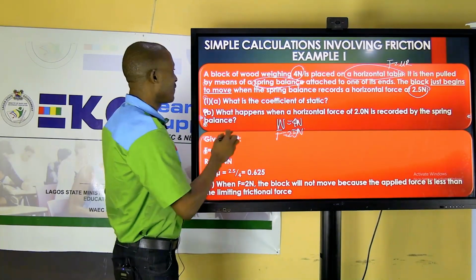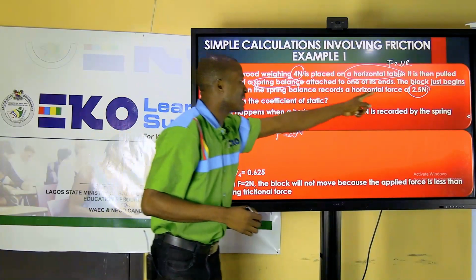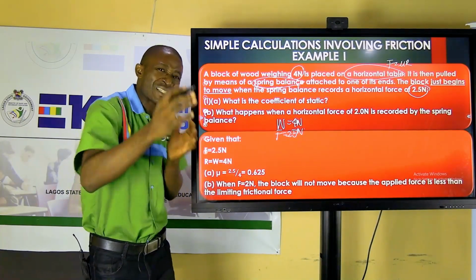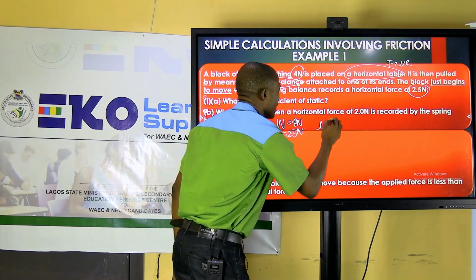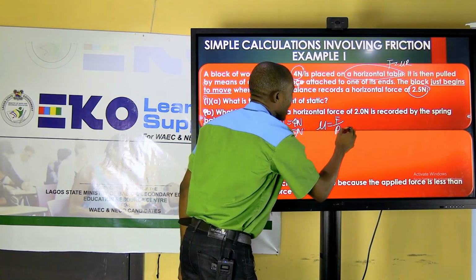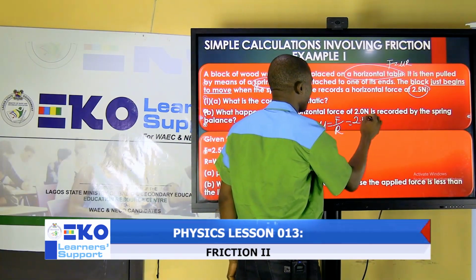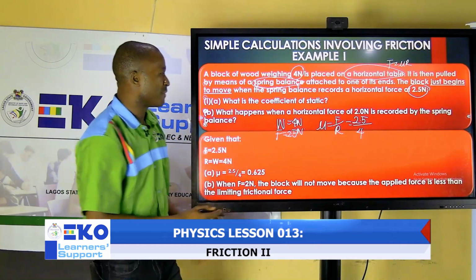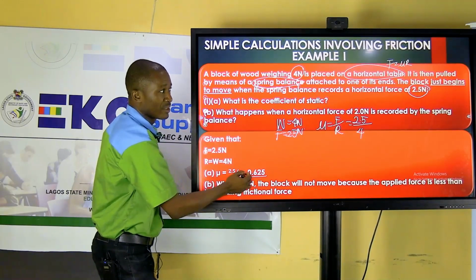So from here, the first question is telling us to calculate the coefficient of static friction, because it said just begins to move. So it's just leaving a static position, it's not moving yet. So in this case, our coefficient of friction is given as nu, which is F over R. Since that is given, what is the value of F? F is 2.5 over 4. So since we are going to have 2.5 over 4, if we divide this value, you have 0.628.